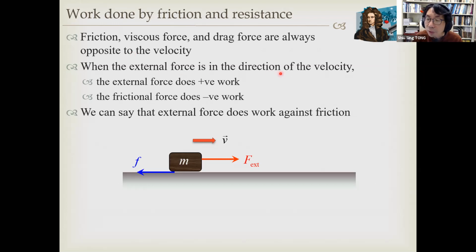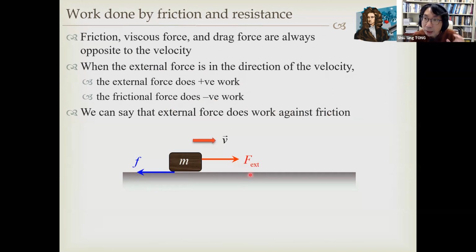So when the external force is in the direction of the velocity, the external force does positive work because the external force and the displacement are in the same direction, right? So the external force does positive work. But the frictional force does negative work because it is in the opposite direction to the velocity. So the frictional force does negative work, okay? And we can say the external force does work against friction. That is what we thought.